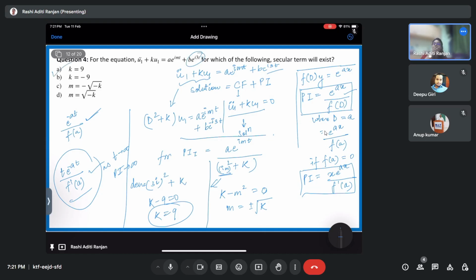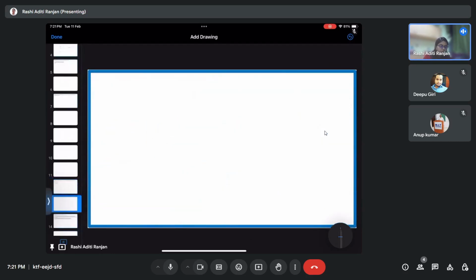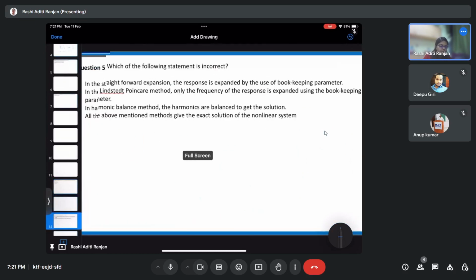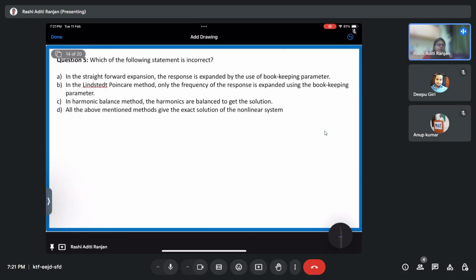So this is the correct answer. Okay. So you have to apply this concept if you want to find how to avoid the secular term. Now coming to question number 5, this is a theoretical question. I thought that I'll just briefly discuss it. We will take the points one by one and discuss everything briefly.